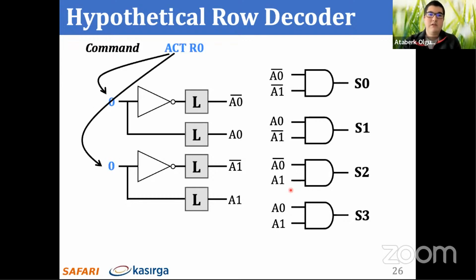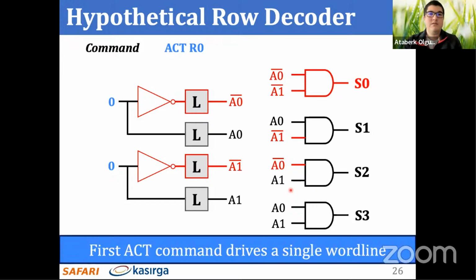We first issue an activate command to row 0, which sets the latches that drive A0 bar and A1 bar. This in turn enables the S0 signal, which is set by the bitwise AND gate that operates on A0 bar and A1 bar. The AND gates that drive S1 and S2 have partially set inputs. However, since A0 and A1 are not yet enabled, S1 and S2 are not driving the local word lines. With the execution of the first activate command, the decoder drives a single local word line.